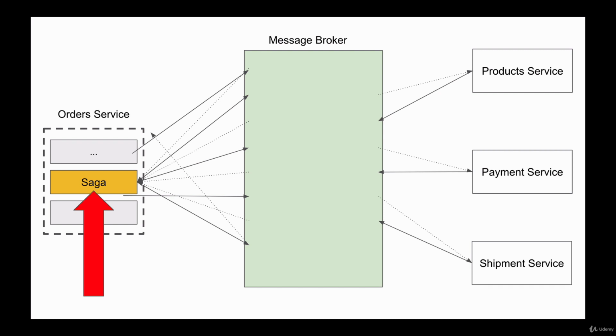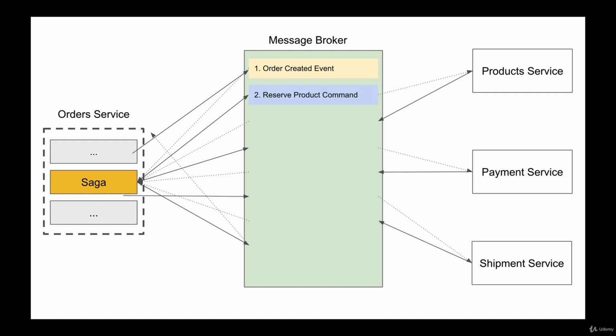Let's consider an example. Our order microservice receives an HTTP request to create a new order. It will create a new order and it will publish an event that the new order has been created. Our Saga will consume this event and will publish a command to reserve product in stock. Because products microservice will be subscribed to receive the reserve product command, it will consume it, it will process it, and will publish a product reserved event.